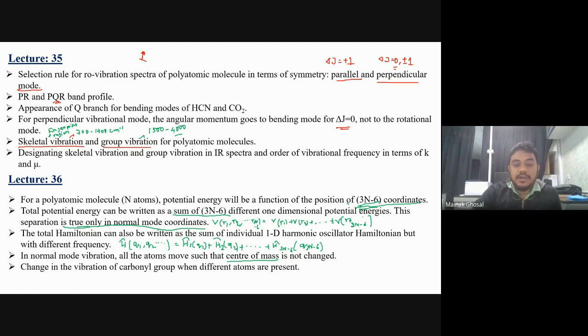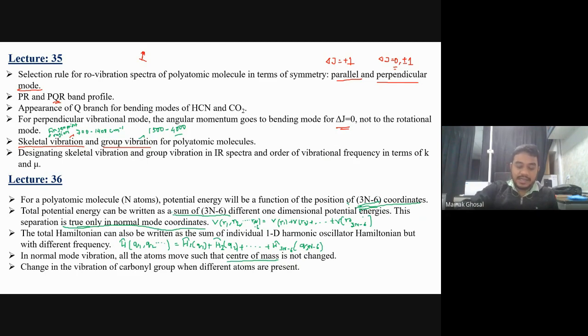Then, using the same concept, it was shown how the vibration of the carbonyl group changes with different atoms present. It was shown what happens when oxygen is present, or when nitrogen is present in conjugation to this carbonyl. Because of the addition of different atoms with different masses, this vibration will be different in each case. So this was the discussion for rotational vibration spectroscopy.